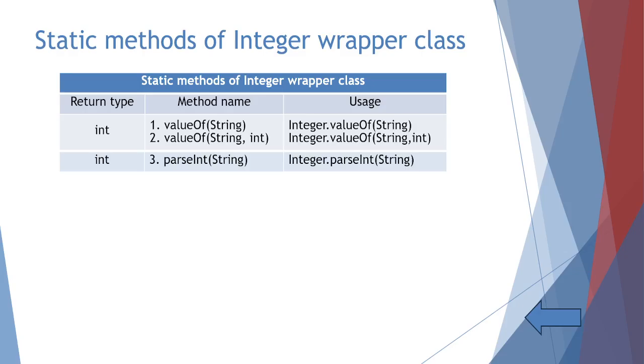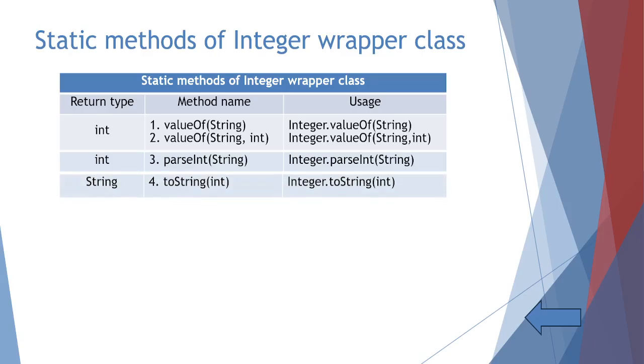The third one is parseInt, which also accepts a string. It is a static method, so we use it with the help of the class name, that is Integer.parseInt, and pass a string as a parameter. The results of methods 1 and 3 are the same. They take a string parameter and return int. valueOf with string and int we will discuss in the next slide.